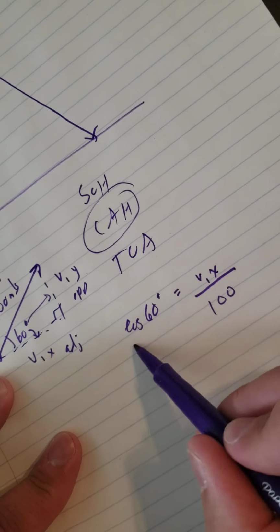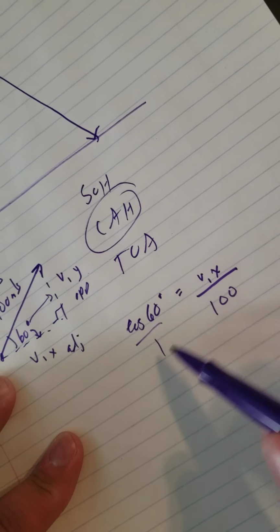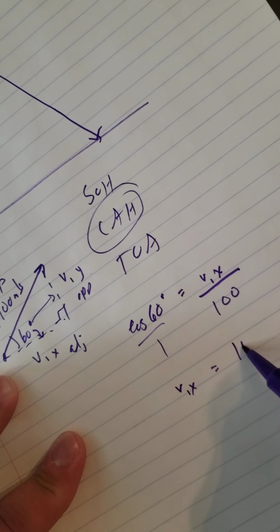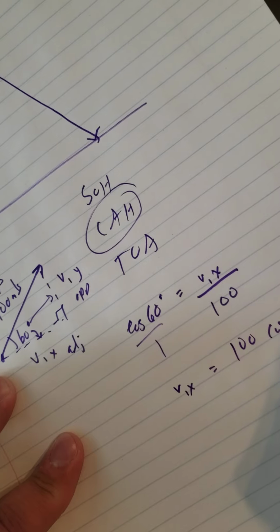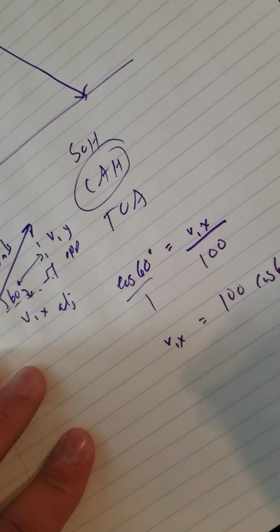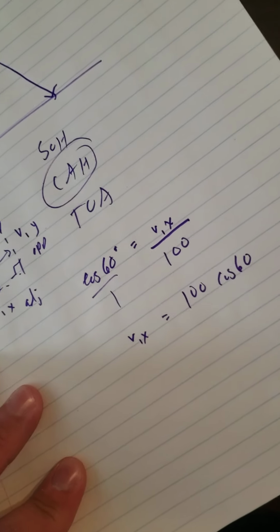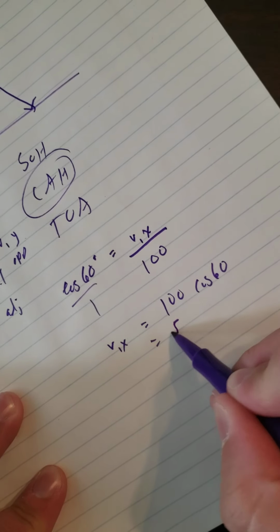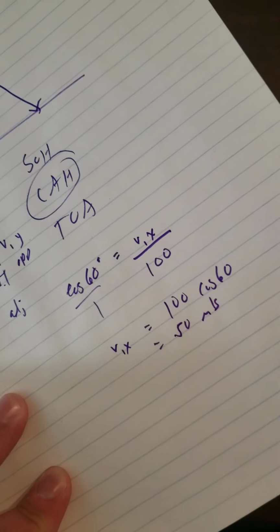Solving this now, well, I could just cross multiply. So V1x times 1 is V1x. 100 times cos 60 is 100 cos 60. And actually, the cosine of 60 degrees is just a half. So this is really 100 times a half, which gives me 50 meters per second.